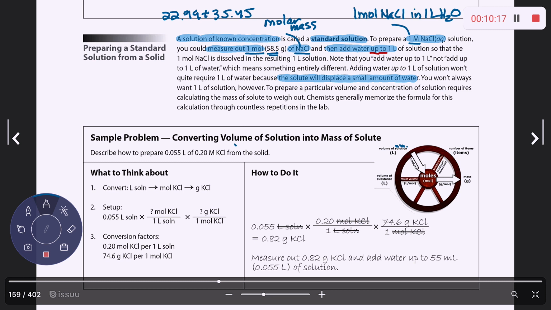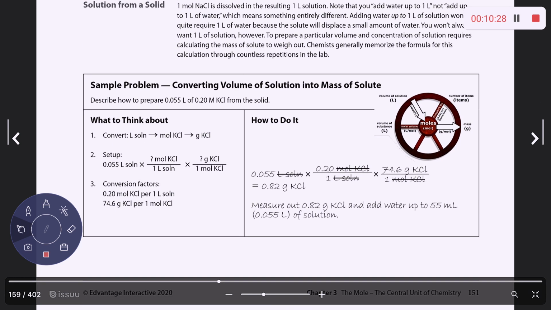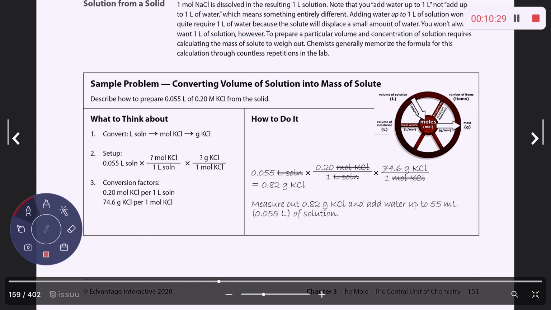Okay, so let's go over how to do this. Let's take a look at the sample problem. Can I move the board down a little bit? Okay. So in the sample problem, it says describe, and I will definitely ask you to do this. If it's not on a test, it will be in a lab or both. Okay? So it says describe how to prepare 0.055 liters of 0.2 molar KCl from the solid.